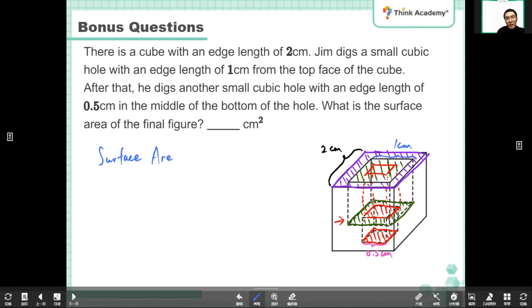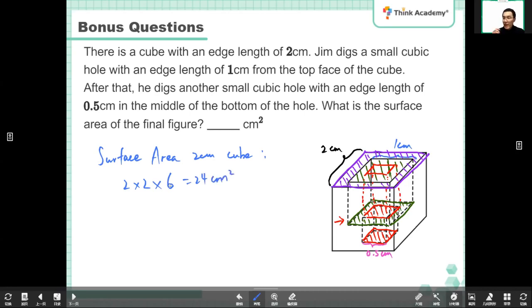The surface area for the largest 2 centimeter cube is, we find the area of one face, which is 2 times 2. And how many faces are there for a cube? 1, 2, front, back, 1, 2, left, right, and then 1, 2, top, bottom. So altogether, there are 6 faces times 6, and that will be 24 square centimeters.